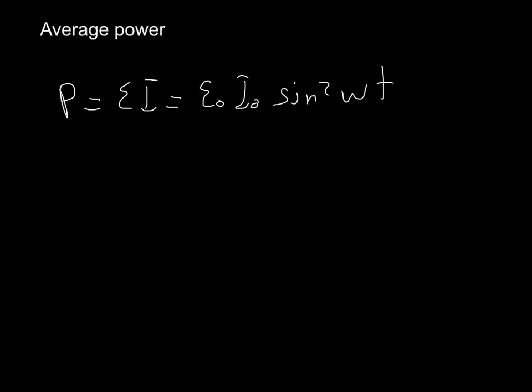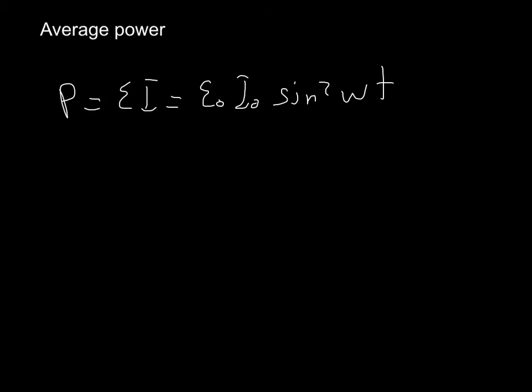Now what I would like to do is to take a look at the average power and see how it compares to the root mean square quantities that we just found. So remember that the power is equal to E times I, which is equal to E0 I0 sine squared of omega t. And in this case we can calculate just the average. This is not the root mean square, this is the average, because this is already positive. And remember that the average of the sine squared is 1/2, as we saw before.